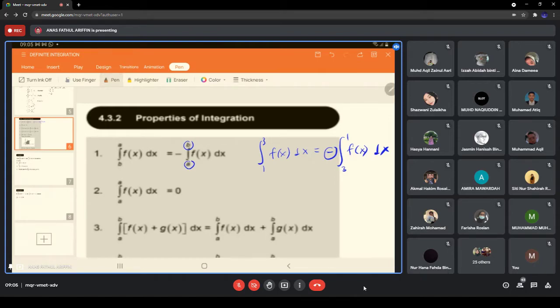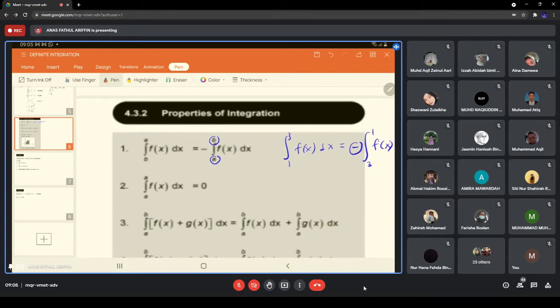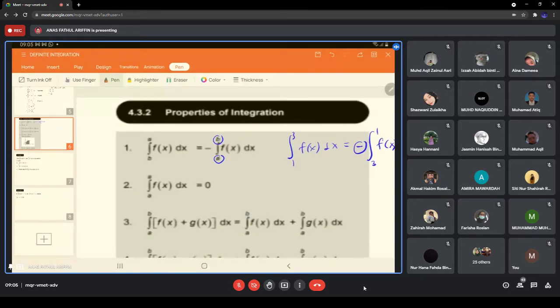And then second property, the limit when a to a for this function is equivalent to 0. Sebab apa? Sebab nanti bila kita tolak, value dia tu akan sama. This one is for the upper limit a, and this one is the lower limit, also a.